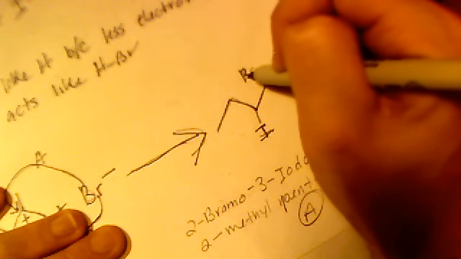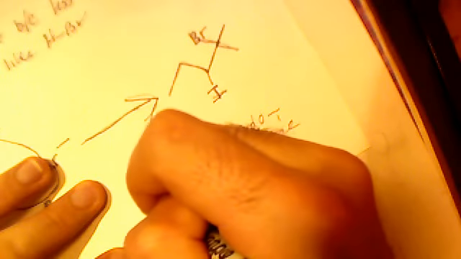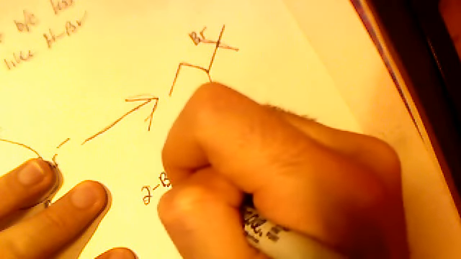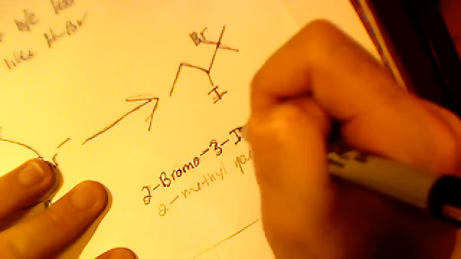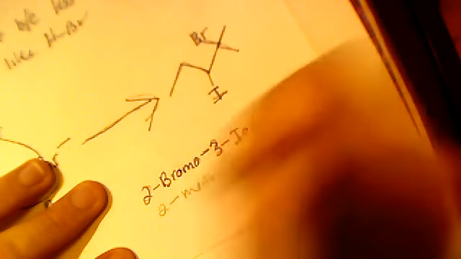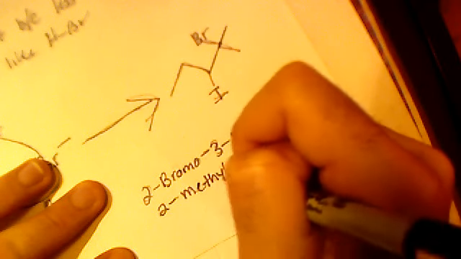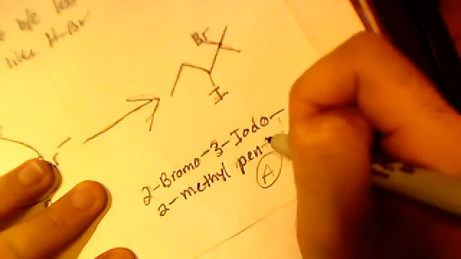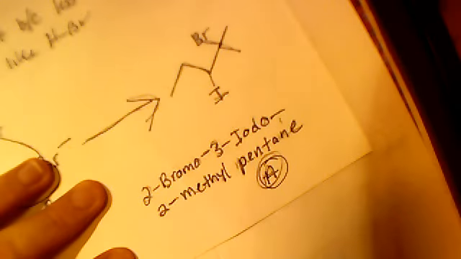It's going to attach. And then the molecule that's formed is going to be called 2-bromo-3-iodo-2-methylpentane, and that is answer A on the practice exam.